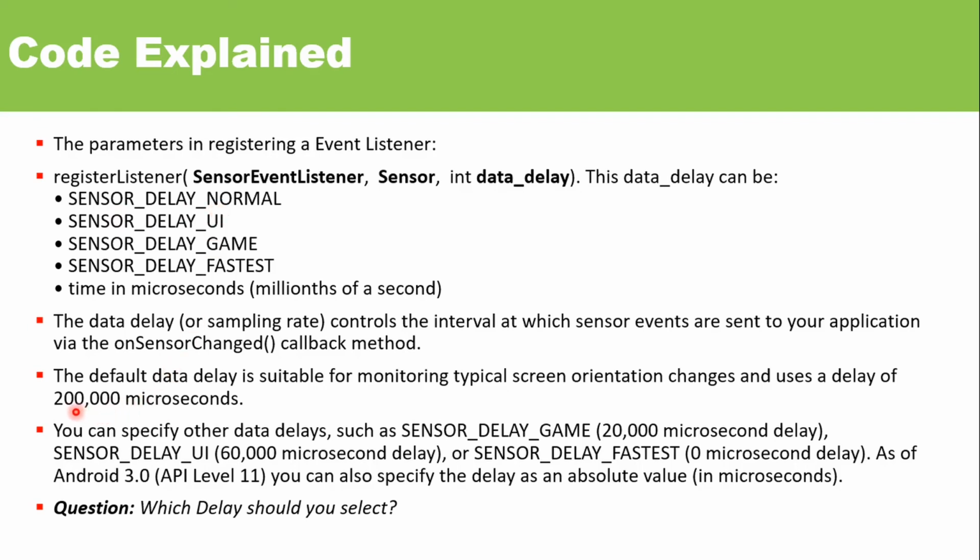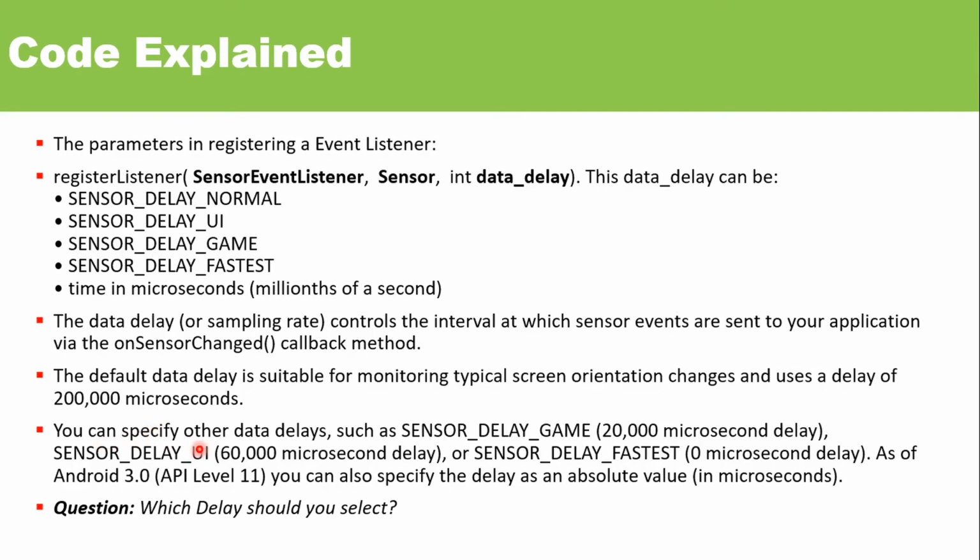So at an interval of 200,000 microseconds, the onSensorChanged method callback will be receiving sensor events. This onSensorChanged method will be invoked at an interval of 200,000 microseconds, and it will be receiving the sensor values, the data, the timestamps, or the specific sensor that is triggering or changing the values.